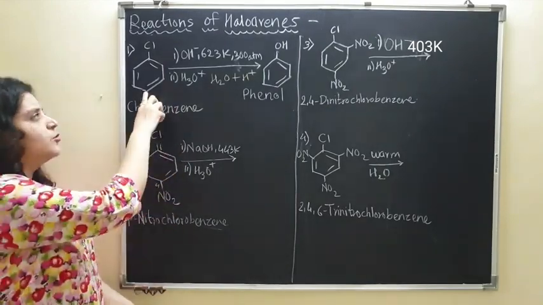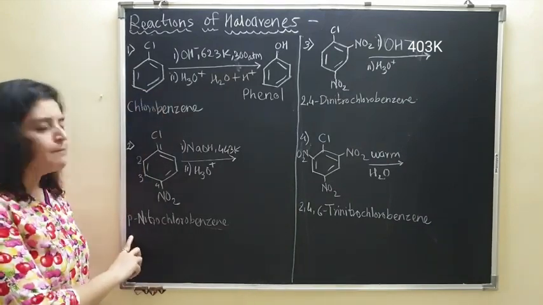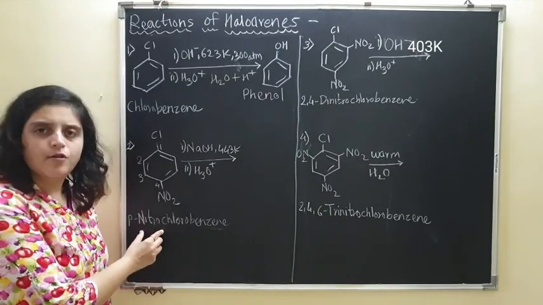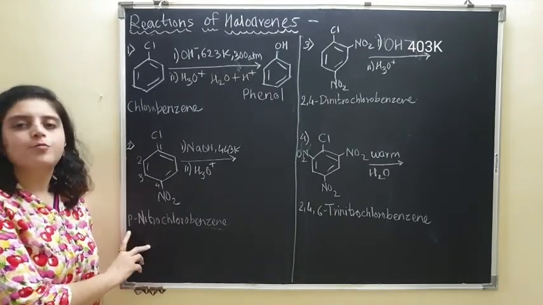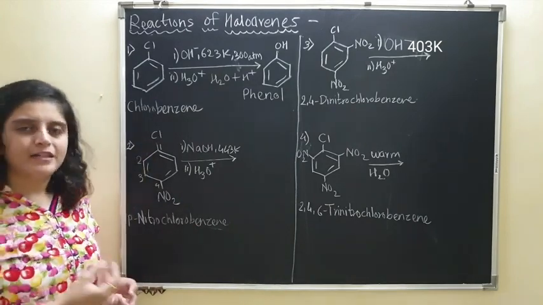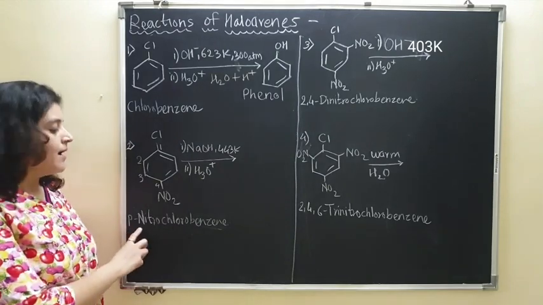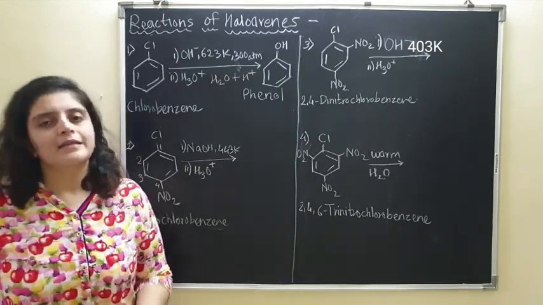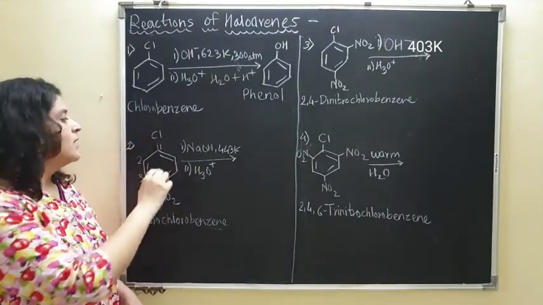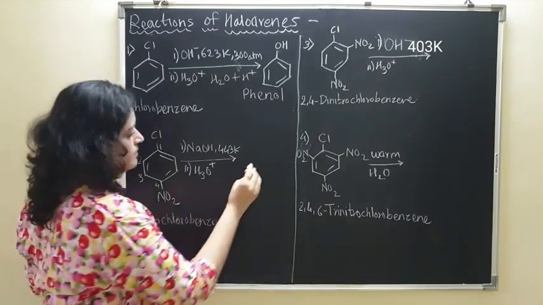This was our chlorobenzene. We have added an NO2 group over here at the para position. So the name becomes para, where P stands for para position, nitro because the nitro group is present at the para position, and chlorobenzene, because our main structure was chlorobenzene. So the name of the compound becomes para nitrochlorobenzene. Now what is going to happen over here? This Cl will be replaced by OH minus.